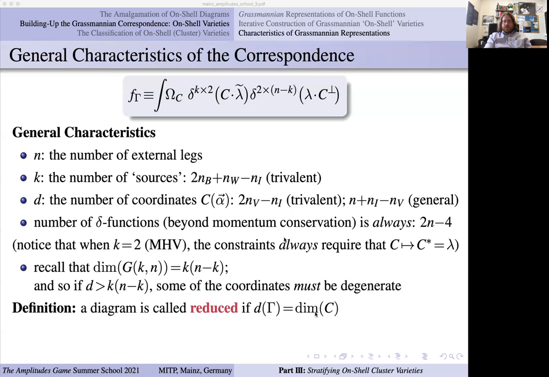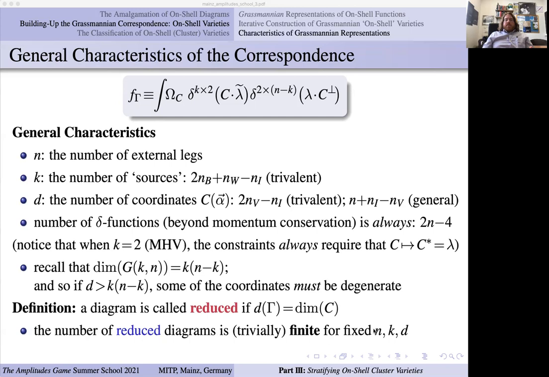And it's clear that the number of reduced diagrams is trivially finite for any fixed n, k, and d. Now it's trivially finite. Why? Because you cannot add arbitrarily large numbers of edges. You can only add so many edges. And all the graphs with that number of edges, only some of them are going to be reduced. But anyway, you started from a finite list and you cut it down by some number. It's still a finite number, because the number of graphs is finite with a bounded number of edges. So the number of reduced diagrams is trivially finite. That does not mean we understand the number of them, but it's a triviality that it's finite.